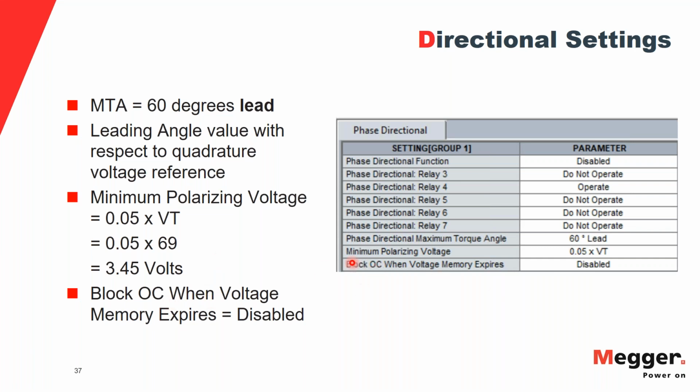This relay has a setting called block overcurrent when voltage memory expires, and it is set for disabled. It means that when that voltage memory I explained expires, do you want to block overcurrent or not? In this one, it says don't block overcurrent, meaning that if my voltage memory expires and I'm able to see some voltage, and the directional check is in the forward direction, I would declare that the 5051 element is good to go and can trip. If it is set for enabled, 5051 will never get a permissive to trip.